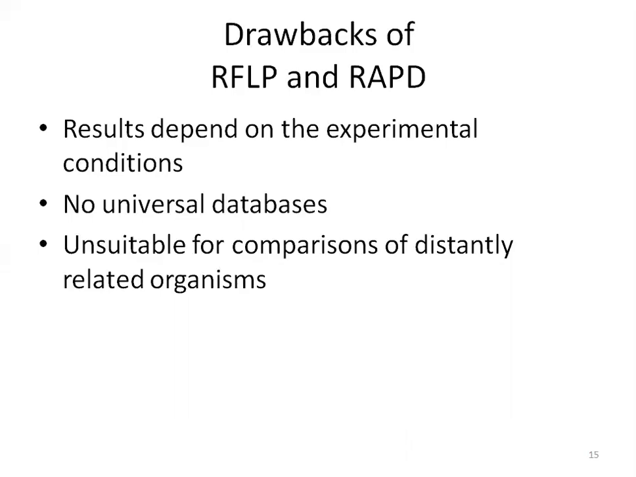As you can see for the DNA sequence database, you are already familiar with the NCBI or GenBank, where the DNA sequences are deposited and you can retrieve them very easily. But in this procedure, you have to get the sample first. So these techniques are also unsuitable for comparisons of distantly related organisms. You can only compare closely related organisms, that is between the genera or between the species or strains. You cannot compare distantly related organisms using these two techniques.